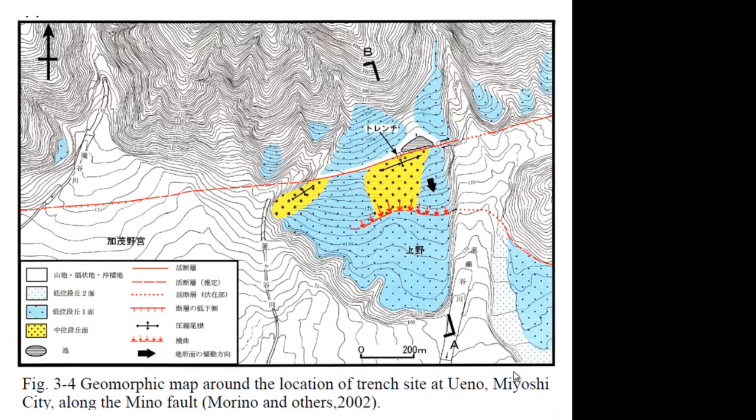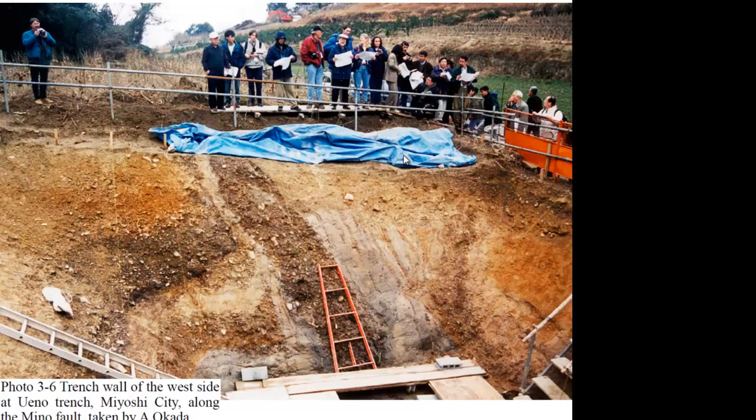Here's a Japanese one. I've shown this a few times. I really love these maps. You see they had a trench site on this place. It's called Ueno in Miyoshi City along the Mino Fault. And here's the trench, so you see the fault zone. This is a kind of pit style trench, where it's really just a pit with laid back walls at a single point on the fault zone. But they can go deep.